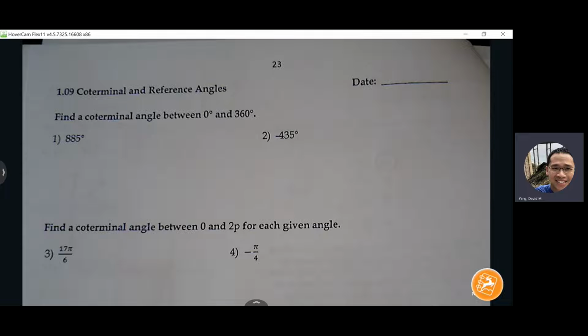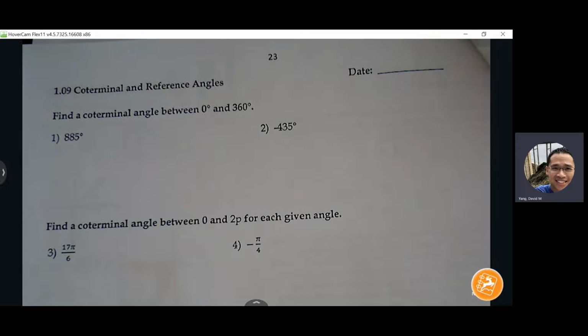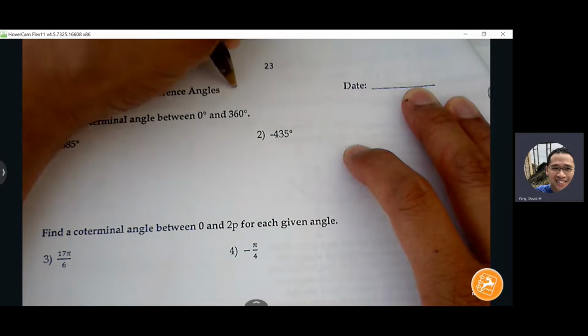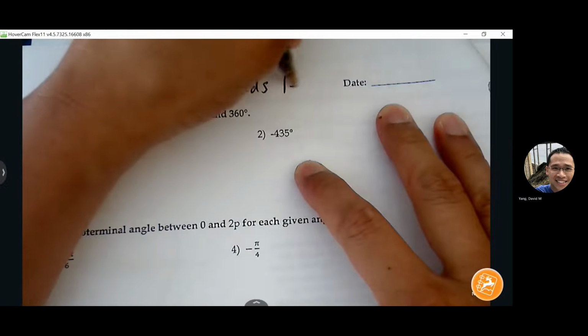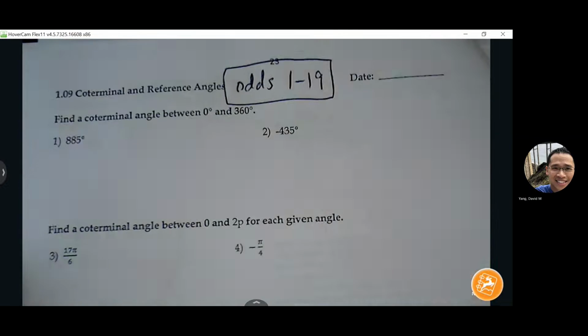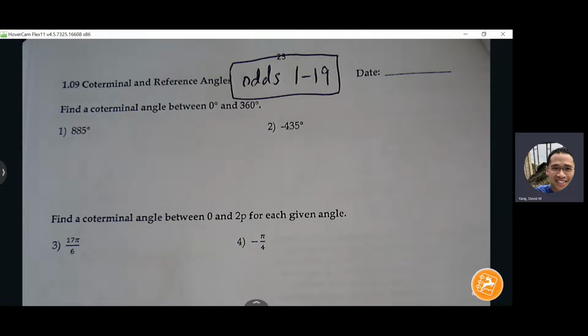So today, we're gonna do some review for your quiz tomorrow. You guys can turn to page 23. We're still gonna get some more practice with coterminal and reference angles. We'll do the odds 1 through 19, just so that we can get that practice, make sure we still remember all the steps for coterminal angle and reference angle. I'll put the summary sheet up in a second so that we can review those things.